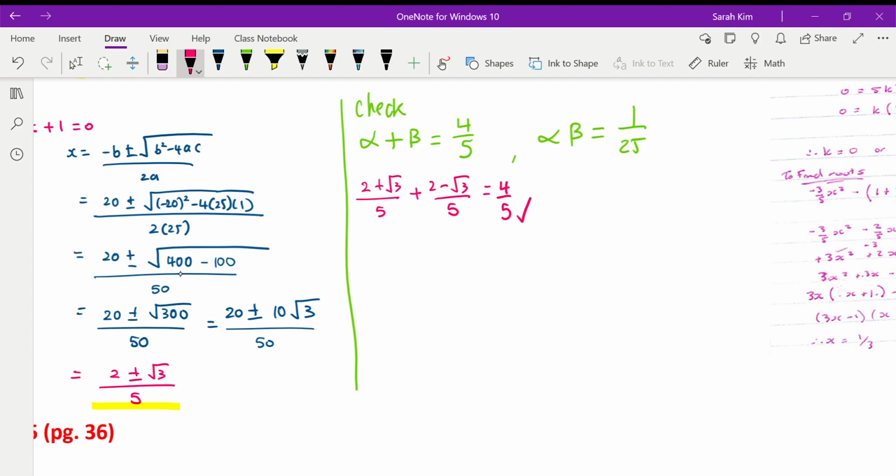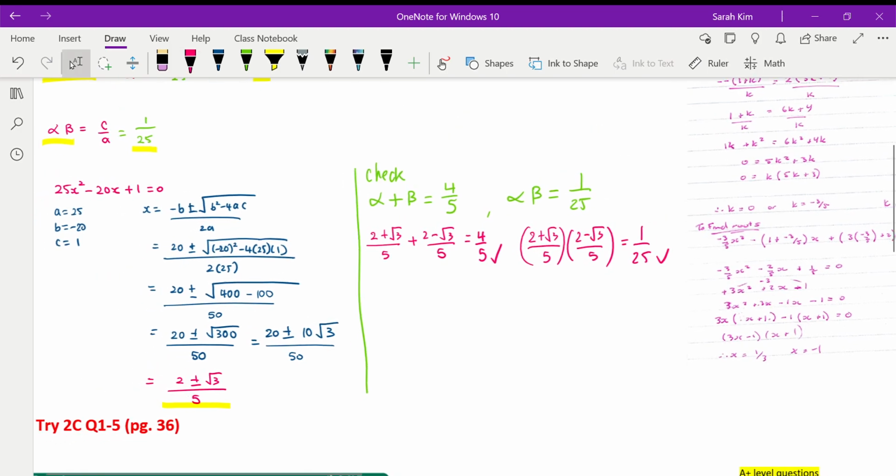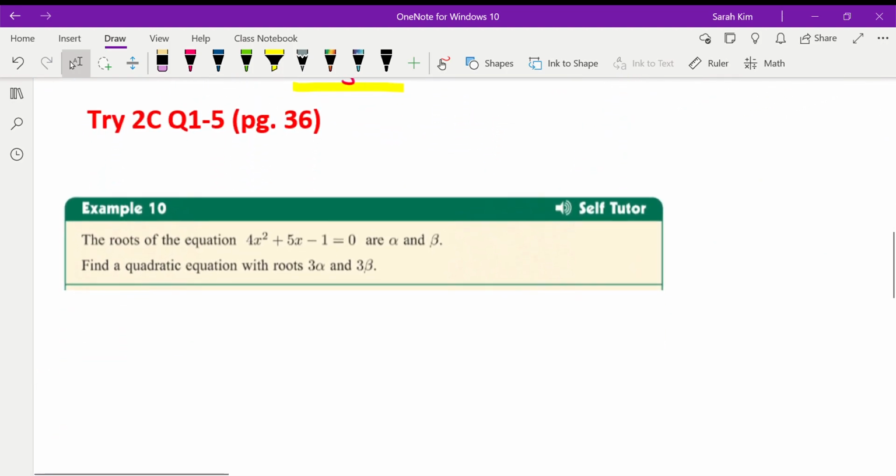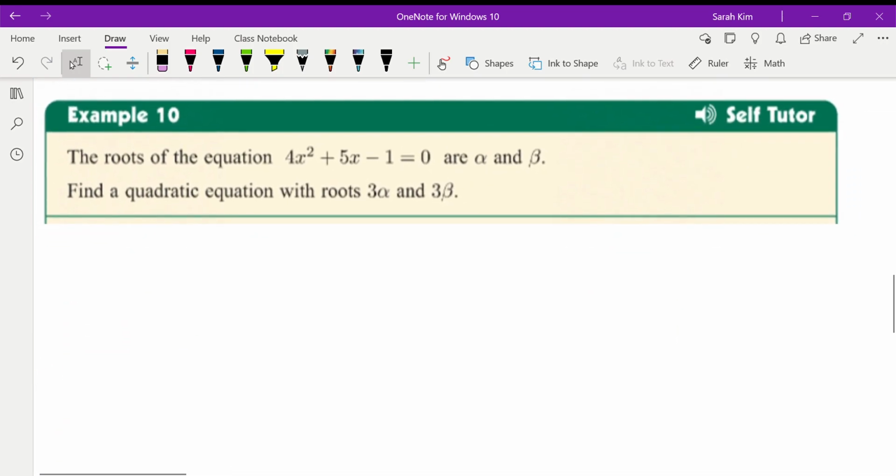Let's try the other one. If I times them together, hopefully I get 1 over 25. Once you do it once on the calculator, you can just go back and edit it. And I do get it. So that is me checking that the answer's correct and the formulas definitely work. So you should be able to do questions 1 to 5. Give it a go. There are a variety of questions, so please do let me know if you need any help.